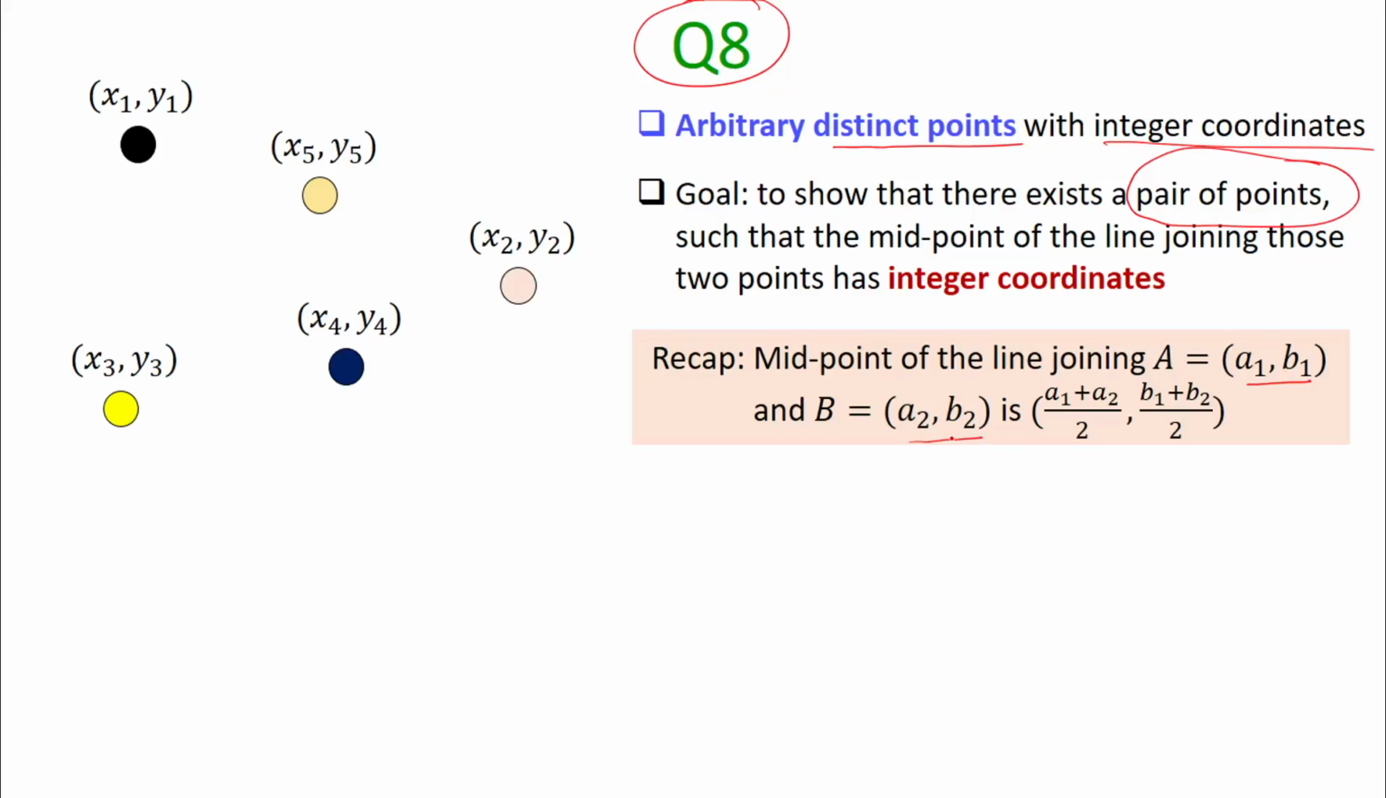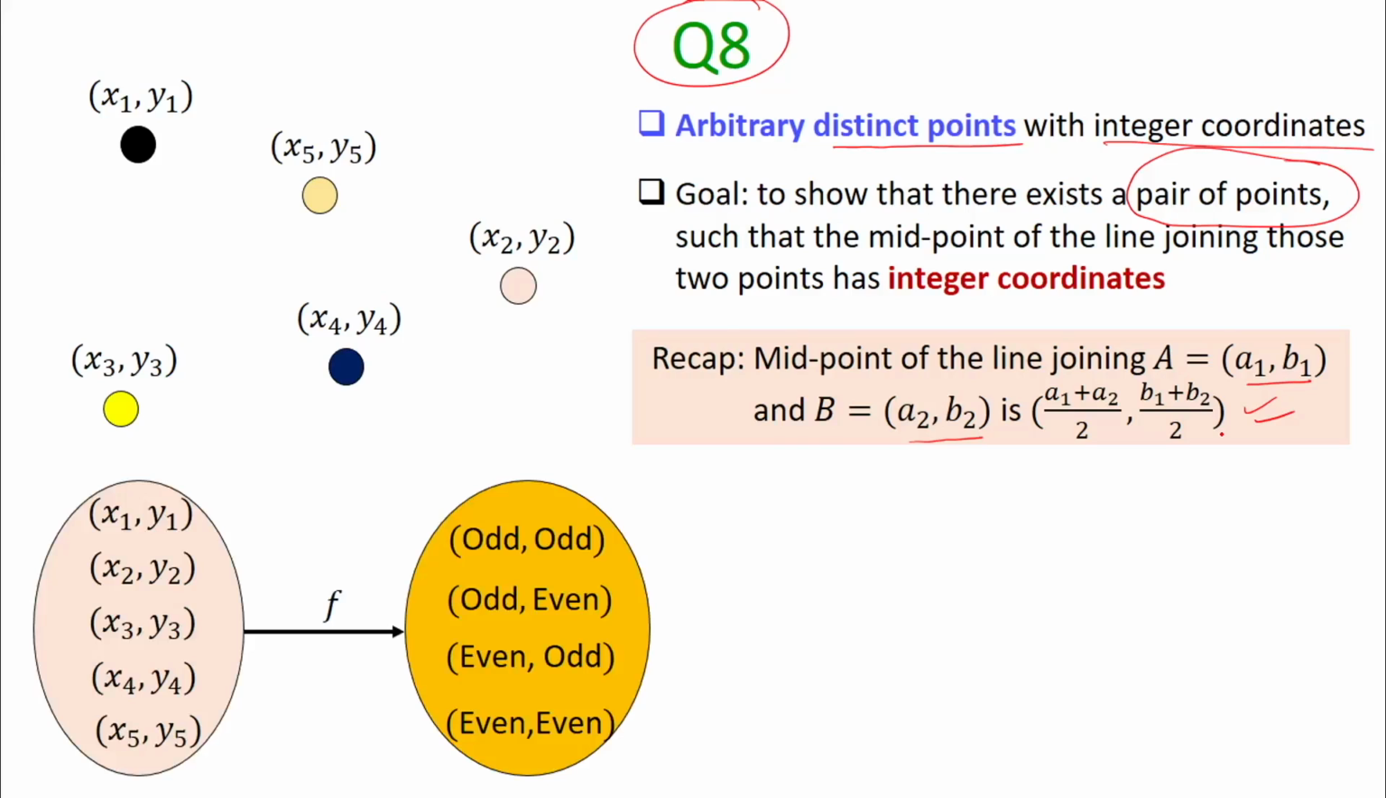point with coordinates a2 comma b2, then the midpoint of the line joining these 2 points is given by this formula, right? And we want to apply the pigeon-hole principle here. So remember, for the pigeon-hole principle, we have to identify the set of pigeons and the holes, and then the mapping which relates the pigeons and the holes. So let's do that. Consider the set of 5 points, the arbitrary 5 points, right? Remember, they are arbitrary except that they are all distinct and they have integer coordinates.